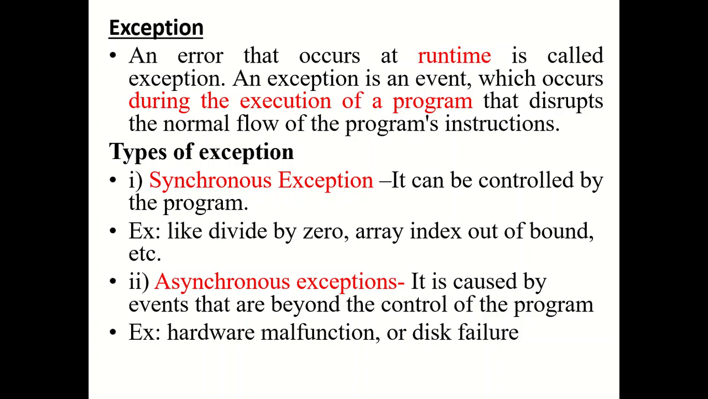Types of exception: synchronous exception and asynchronous exception. A synchronous exception is one that is controlled by the program. For example, divide by zero, array out of bound. Divide by zero means, in the program, we divide a number, say four, by another number. For example, four divided by two, no issues. Same example, four divided by zero gives a zero division error. Later we will see some examples.